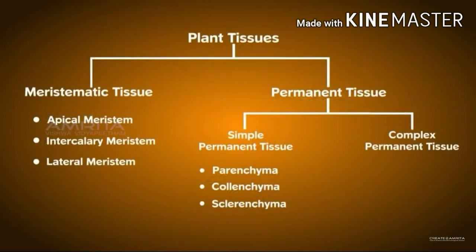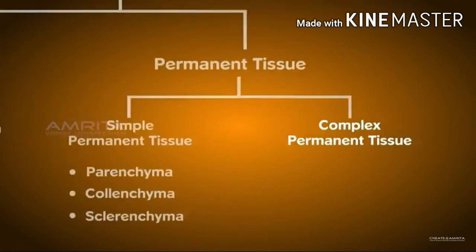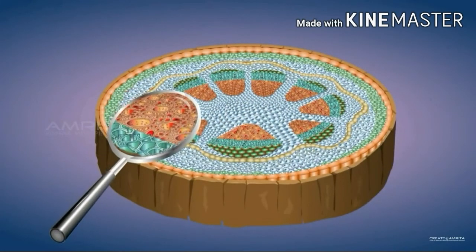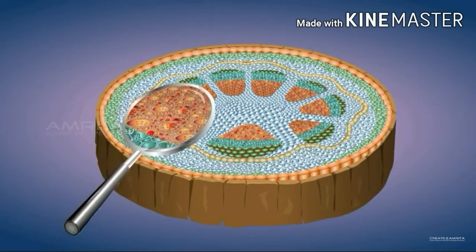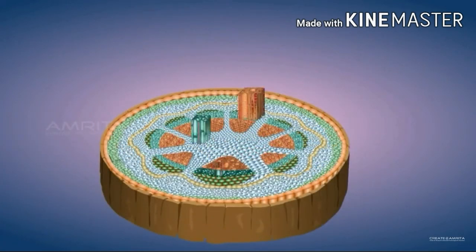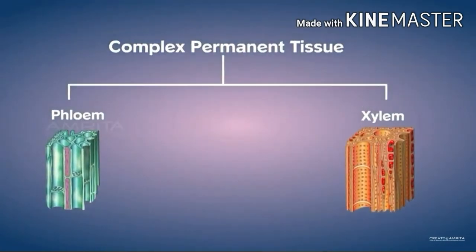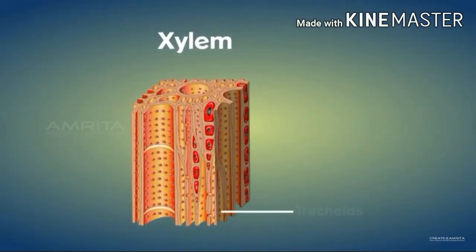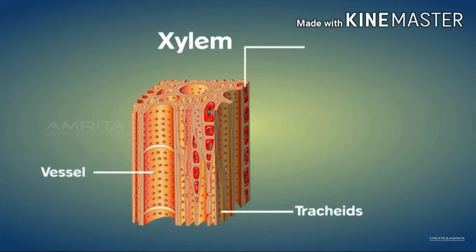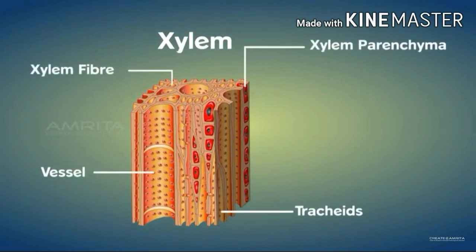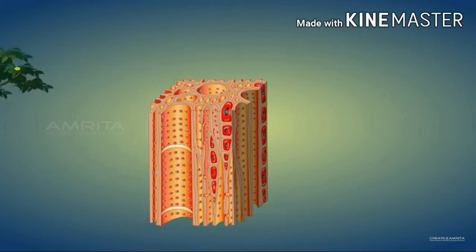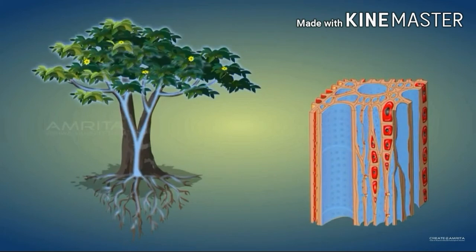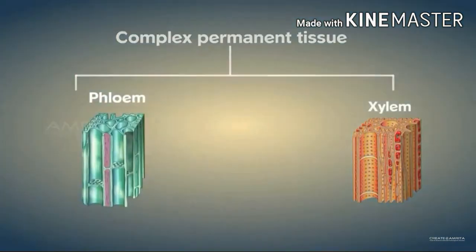We'll now move on to the second type of permanent tissue, the complex permanent tissue. As the name indicates, complex permanent tissue consists of more than one type of cells. They are classified into xylem and phloem. Xylem is a complex tissue consisting of tracheids, vessels, xylem parenchyma and xylem fiber. It transports water and minerals, raw materials, from the roots to the other plant parts.